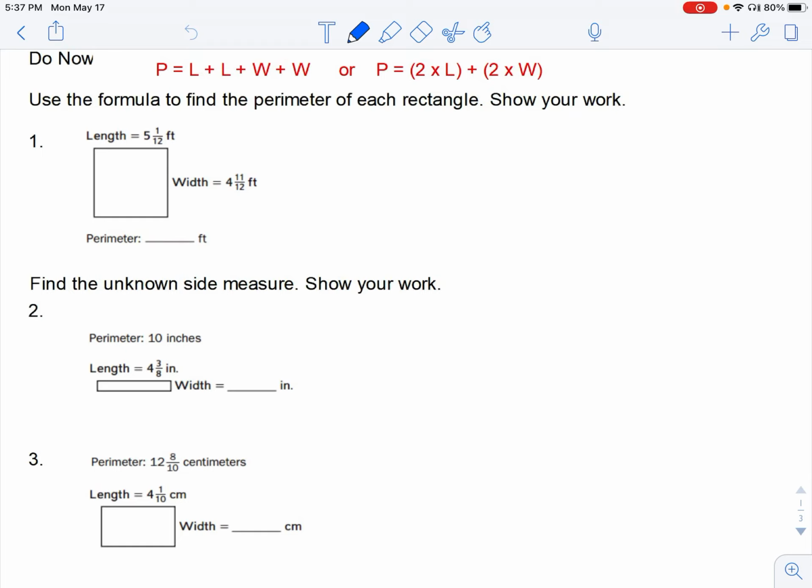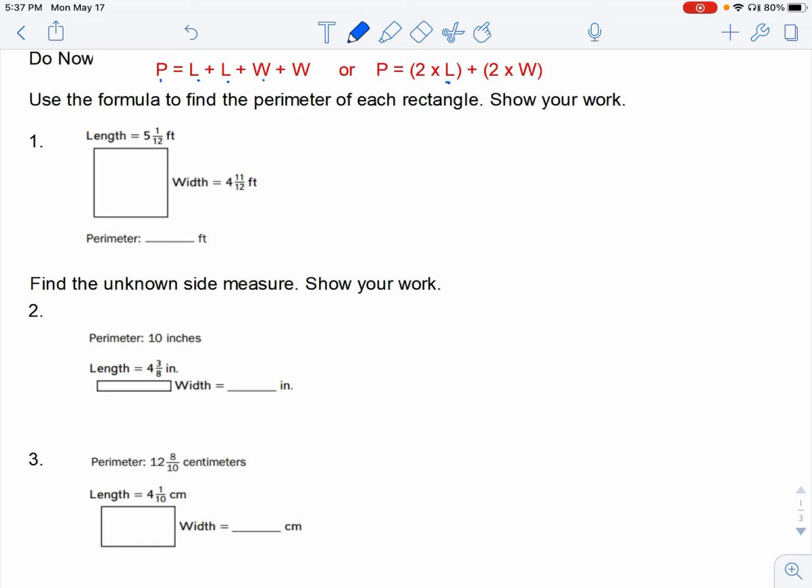As you see, these problems have to do with perimeter of a rectangle, and we know we have a few different formulas for finding the perimeter of a rectangle. You could say perimeter equals length plus width, just adding all four sides. Or you could mix in some multiplication to do the same formula, right? Perimeter equals 2 times the length plus 2 times the width.